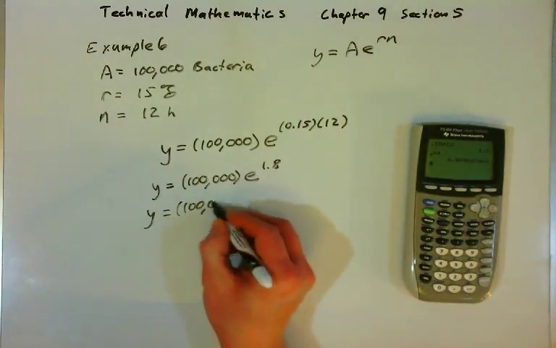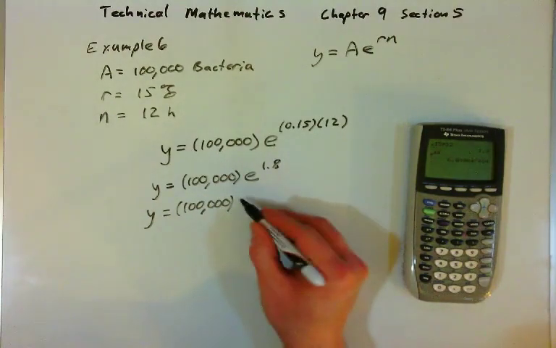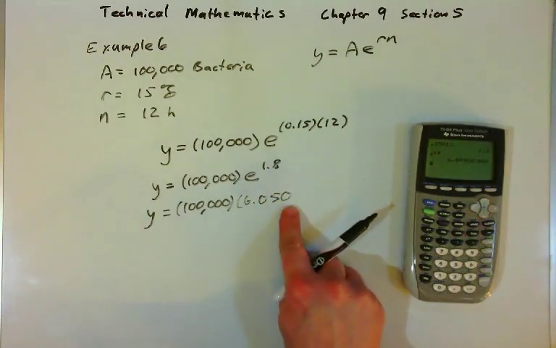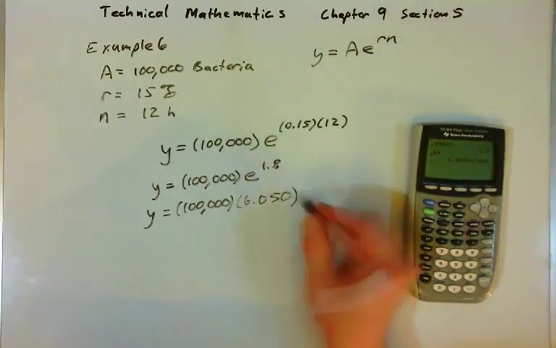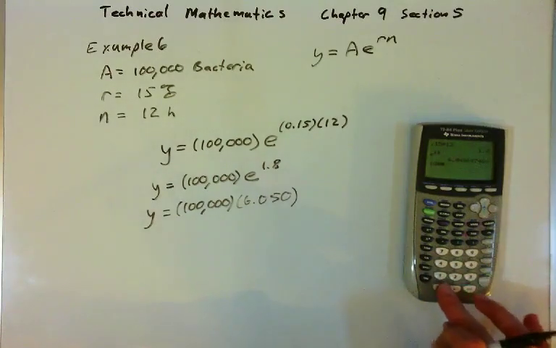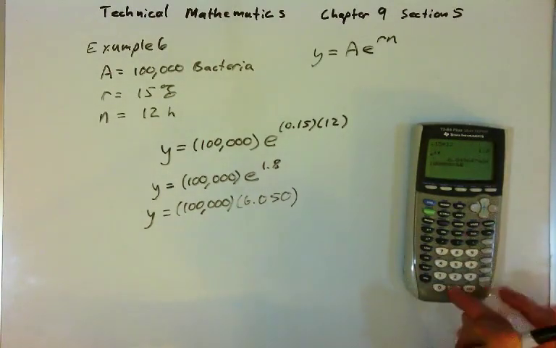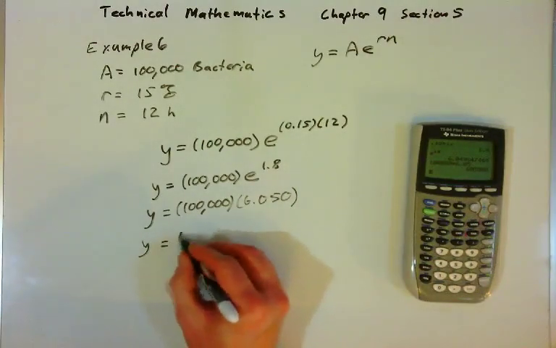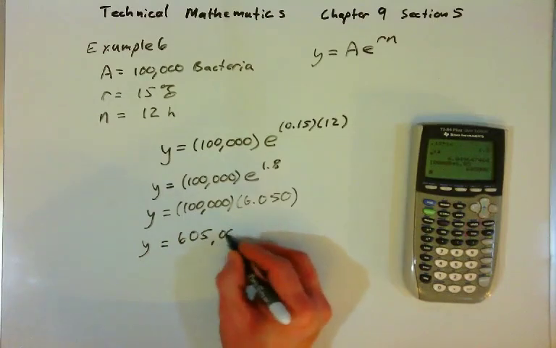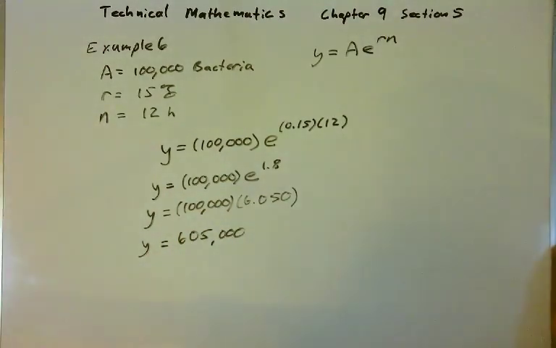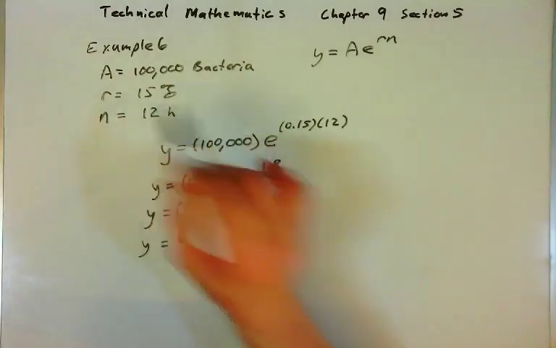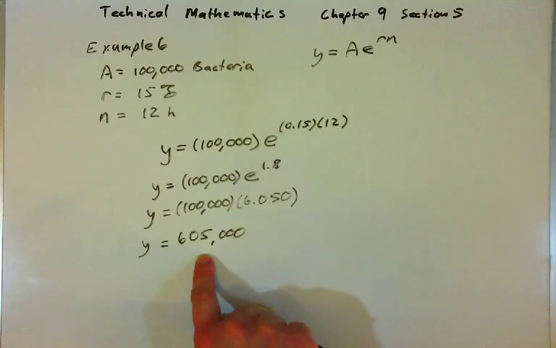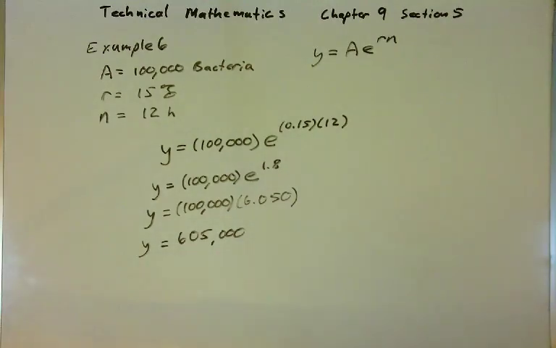So it's going to be 100,000 times 6.05, because that 49 rounds up to a 50. And now we'll multiply 100,000 times 6.05, and we get 605,000. So you can see at continuous growth at 15% per hour, after 12 hours the population of the bacteria is more than 6 times the original population.